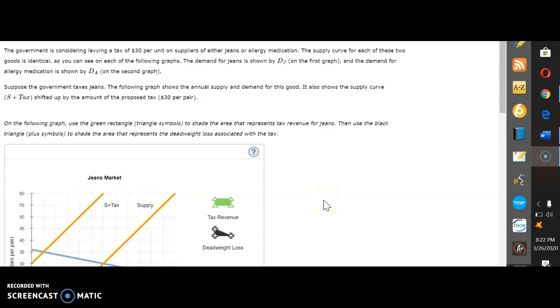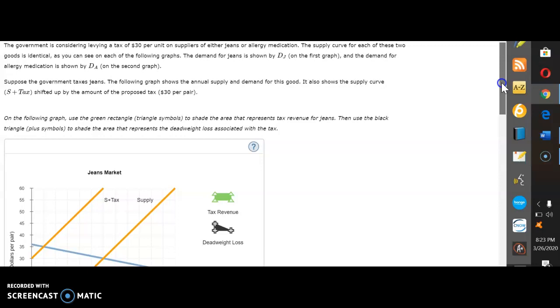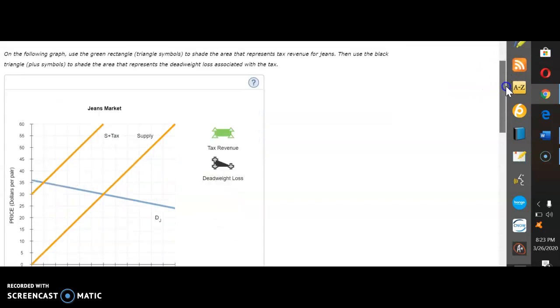We're going to do a problem that deals with demand elasticity and its relation to tax revenues and deadweight loss. So here we are. In this problem, they're going to levy a $30 tax per unit on suppliers of either jeans or allergy medication. The supply curve, it tells us, is the same for both markets.